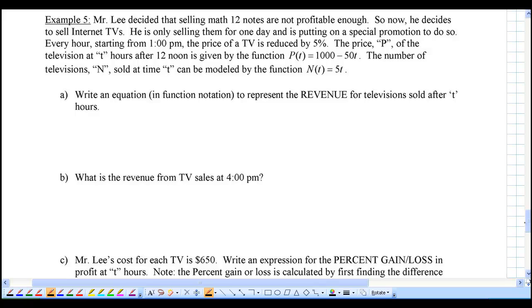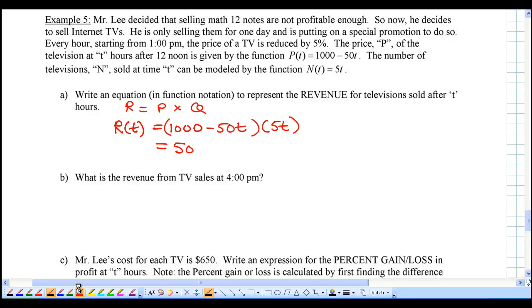Well, how do we find an equation to represent revenue? I hope you remember. Revenue equals price times quantity. Now, this has to be in function notation, so I'm going to write this as R of T, since our variable here is T. The price is 1,000 minus 50T, and of course the quantity is 5T. So if you want to simplify this, I have here 5,000T minus 250T squared. And that's our revenue function.